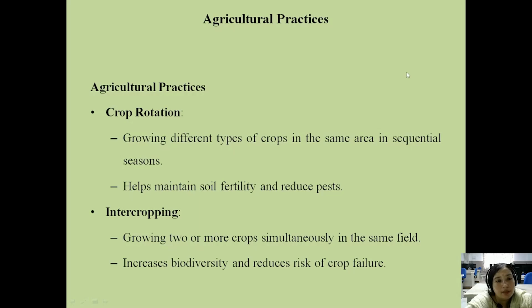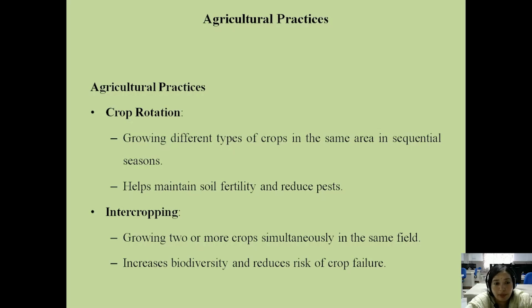Now the agriculture practices. Crop rotation is growing different types of crops in the same area in sequential seasons. That's why it is agriculture: the process, method, and technique involved in growing crops, vegetables, and fruits in your farm, in your land. The land is used for farming purposes, and crop rotation helps maintain soil fertility and reduce pests.